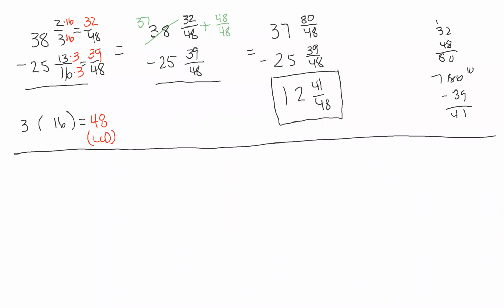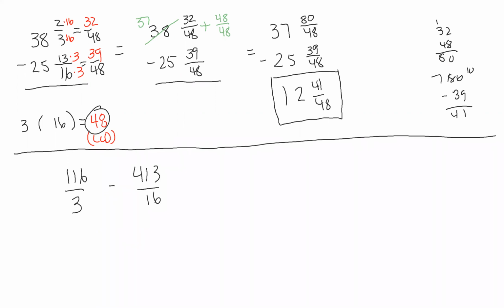Okay, so just for the sake of fun, let's convert to improper fractions and then worry about finding an LCD. So 38 and 2/3 would be 38 times 3 plus 2. We would get 116 thirds minus 25 times 16 plus 13. We would get 413 sixteenths.